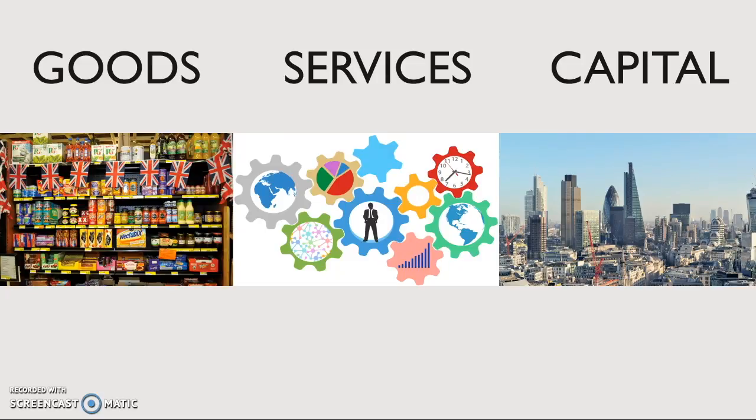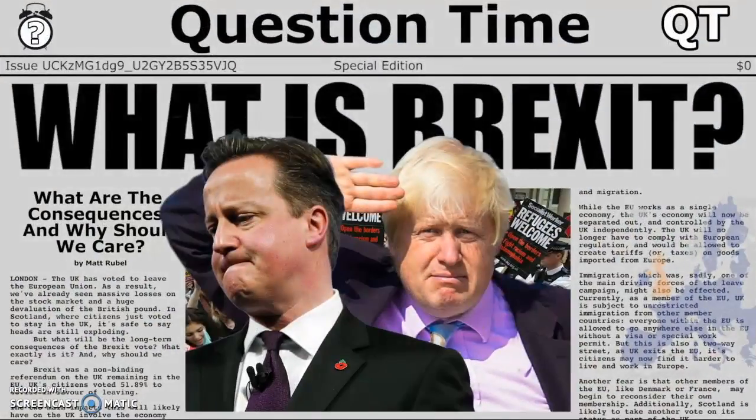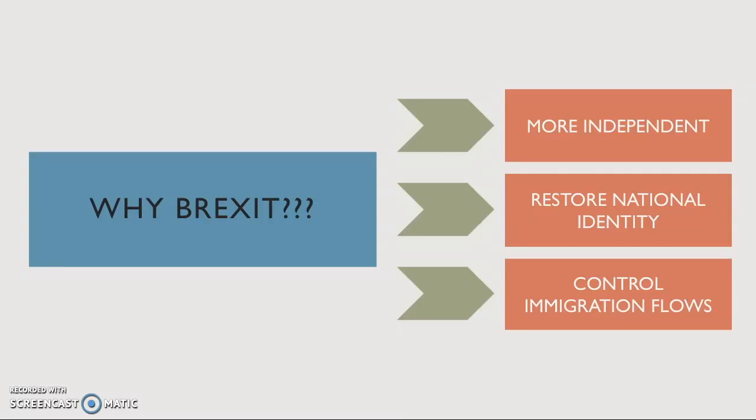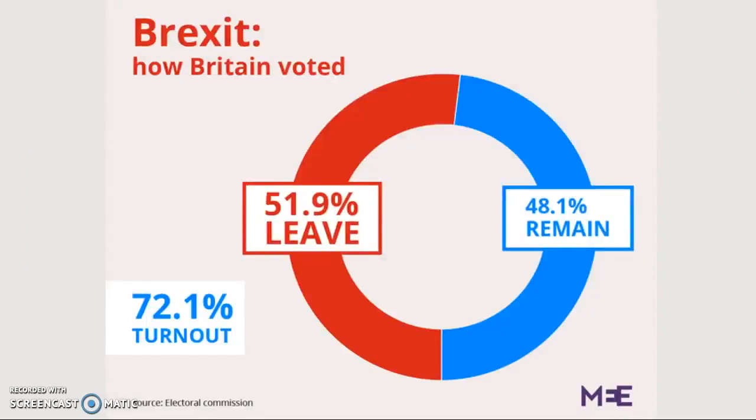Okay, you still got my attention, but what exactly is this Brexit you're talking about? On the 23rd of June last year, the UK held an indicative referendum on its membership of the European Union. The most important motivations to leave were to be more independent, to restore national identity, and control migration flows in the United Kingdom. The leave option won by a small margin, which led to the resignation of Cameron, and Theresa May became the new Prime Minister.